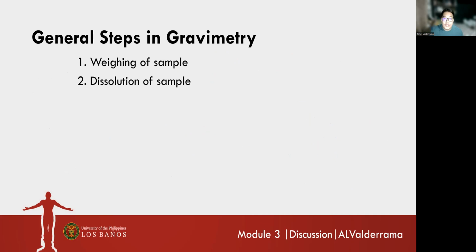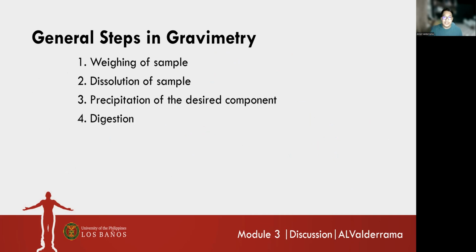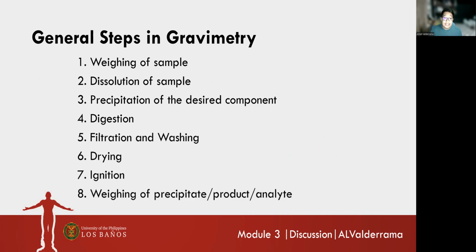Followed by the dissolution of the sample. Next is the precipitation of the desired component, followed by digestion, filtration and washing, followed by drying, ignition, and lastly, weighing of the precipitate product or analyte. As you can see here, we started with weighing of the sample to get the mass, and the last step will be the determination of mass as well.